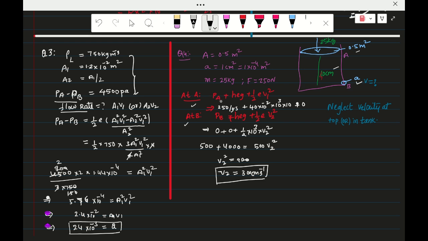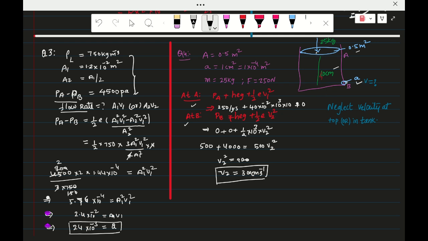Application of Bernoulli's principle: the pressure energy at A equals mg by A. H rho g here at this point is for the 40 centimeter height, so H rho g will be there, and velocity is neglected here. If not, I will also show what will happen. So 0 I have taken. Then PB, so H rho g and half rho V2 square.